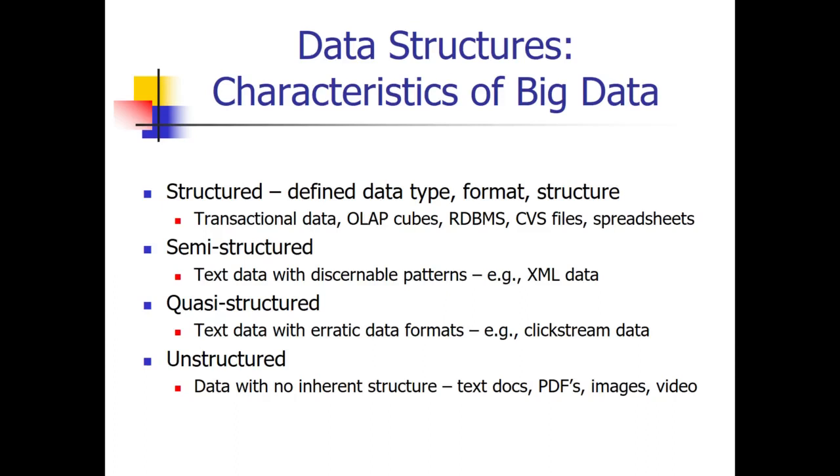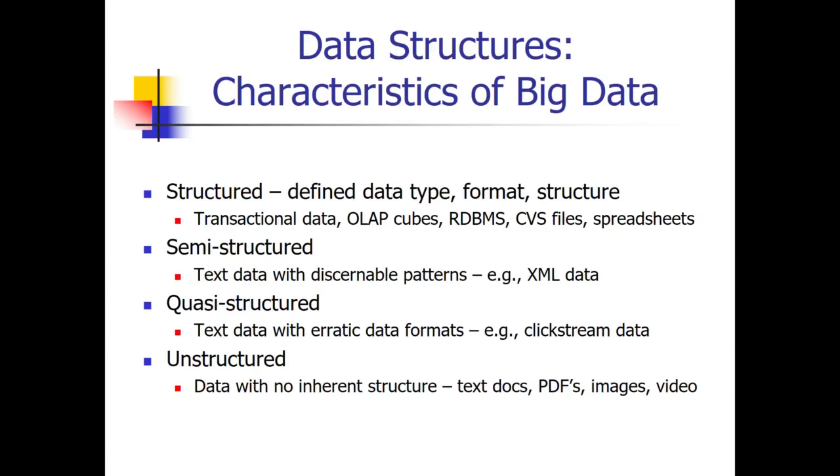Can I know why it is called structured data? Because the entire data is labeled column-wise. That's why it's called structured data. Semi-structured data means not 100%, 50% structured and 50% unstructured. Coming to semi-structured, here is text data with discernible patterns. Example, XML data comes under semi-structured. Only 50% of the data is structured and the remaining 50% is not structured at all.